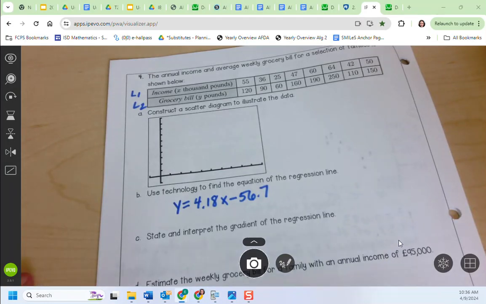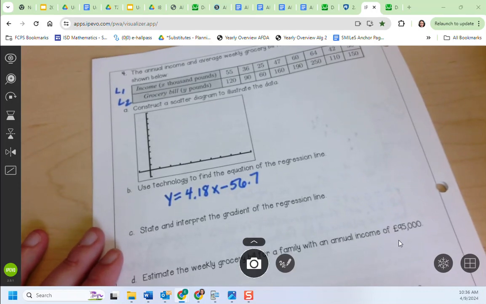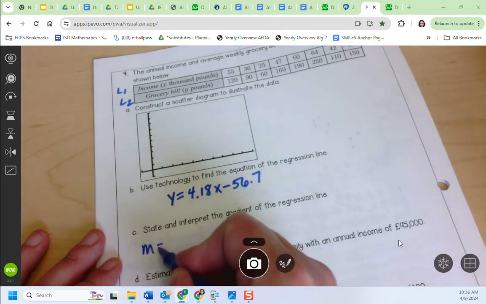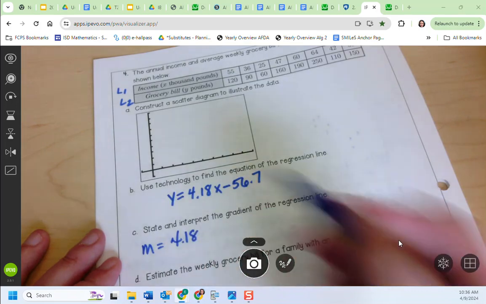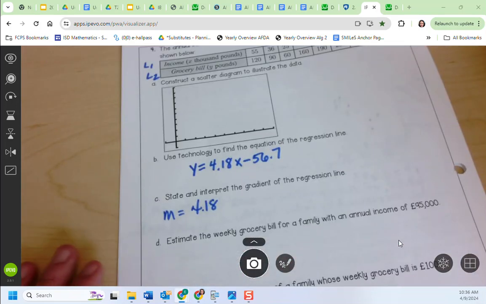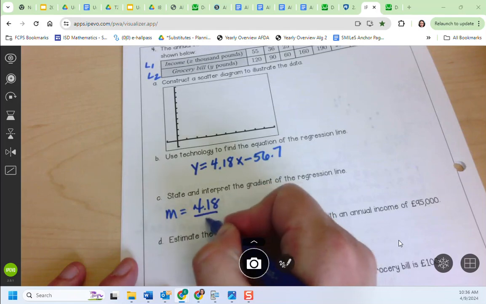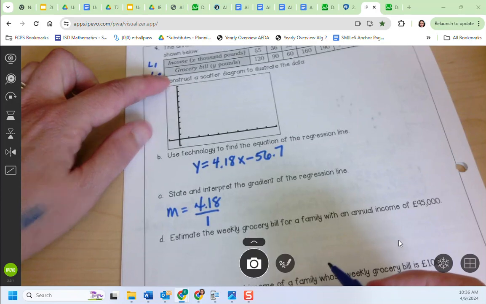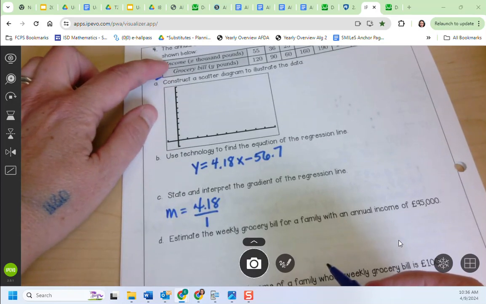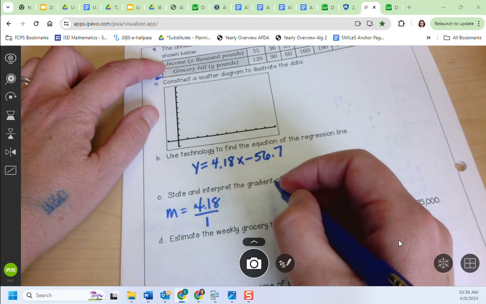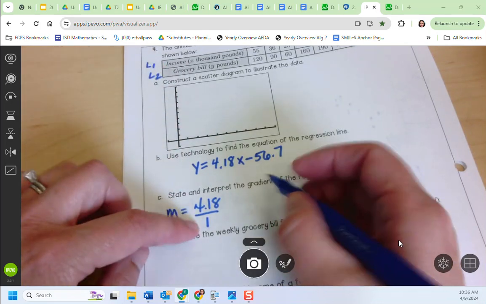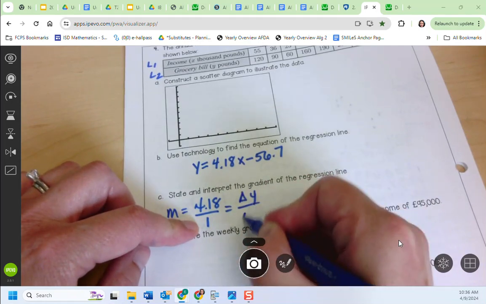All right. State and interpret the gradient of the regression line. So it's been a while since we used the word gradient. What does that mean? Slope. Slope. Good. So here's my slope. When I interpret it, it helps me to make it a fraction over 1. It's change in y over change in x. I had it backwards. Change in y over change in x.